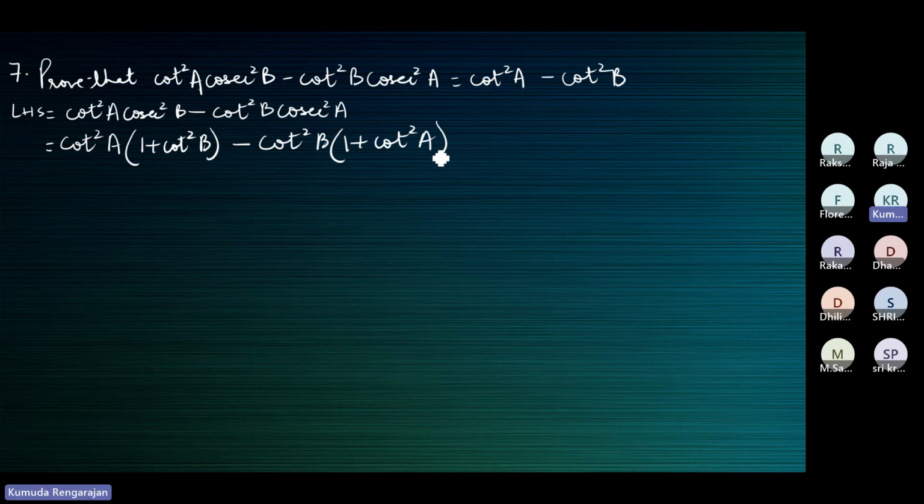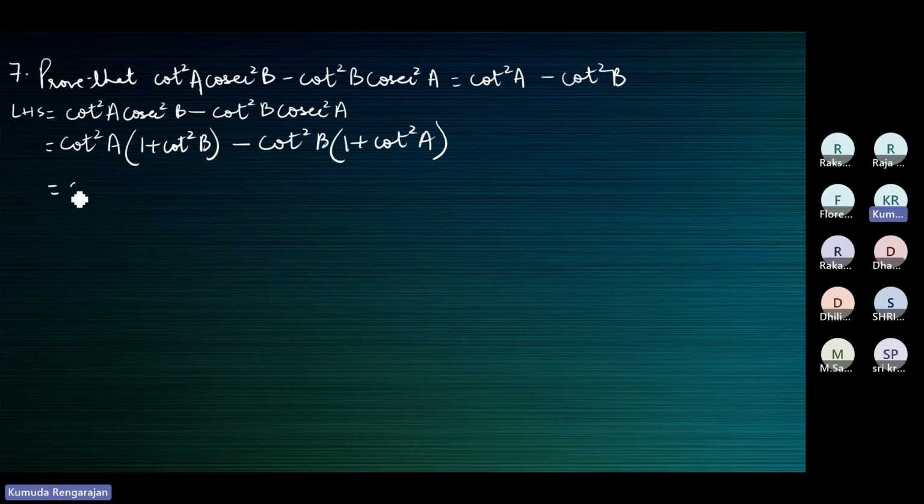Cosecant square A minus cot square A is 1. So cosecant square A is equal to 1 plus cot square A. So now we don't have cosecant square A and B. The entire expression is in terms of cot A and cot B.